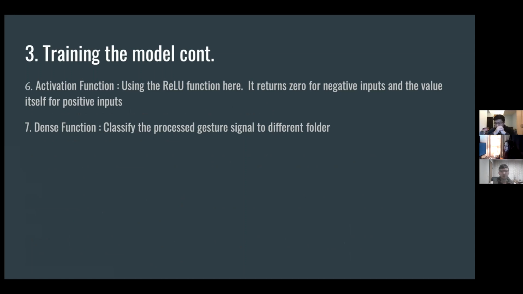And then I'll use the activation function. It's called the ReLU function here. It is like a linear function: it will return 0 if your input is negative, and returns itself if the input is positive. And the last is the dense function, which will classify the processed signal into the different categories. After that, we will create a JSON file for the data structure and an H5 file for the weights. Okay, next.